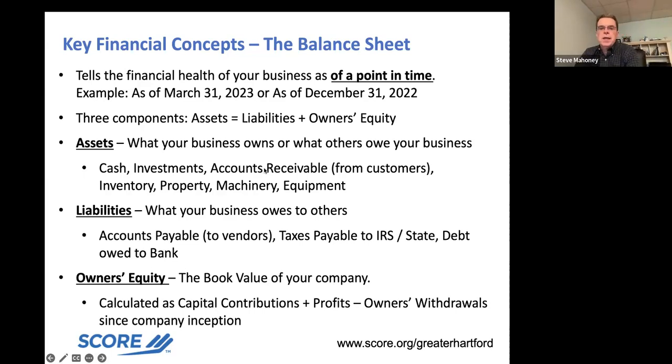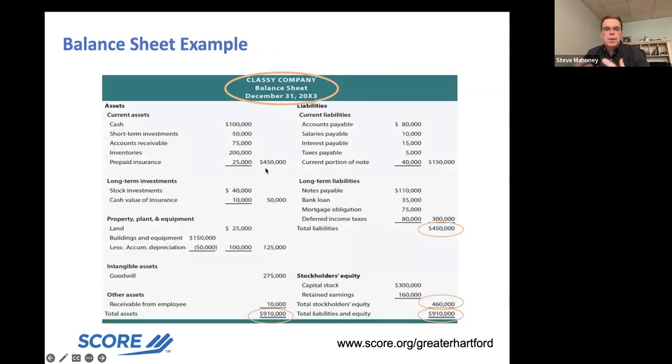All right, let's look at an example balance sheet. So this is just a made up company. You can see at the top, it says as of December 31st, 2023, let's say. One thing you'll notice about a balance sheet is that more often than not, the assets will be listed on the left, the liabilities and equity will be listed on the right. So you remember I said that a balance sheet always balances. You can see here at the bottom, this business has total assets of $910,000, total liabilities and equity of $910,000. The liabilities are $450,000. The owner's equity is $460,000. When you add the two together, you get $910,000.